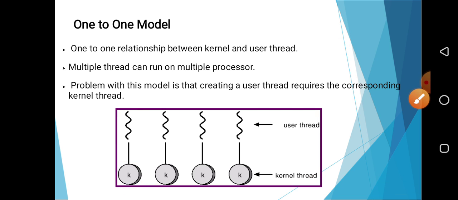Now, multiple threads can run on multiple processors. But the problem with this model is that creation of multiple kernel threads causes an overhead to the system. It's not easy to create a kernel thread every time. In case of the one-to-one model, if I have 5 user threads, then I have to create 5 kernel threads also. So it's very time consuming and a headache for the system.